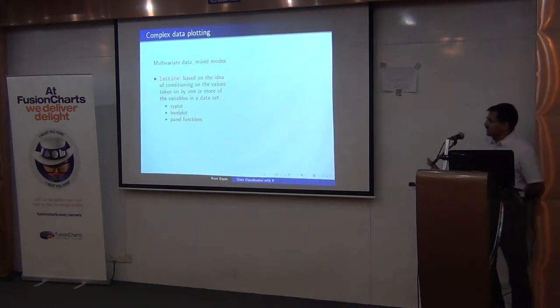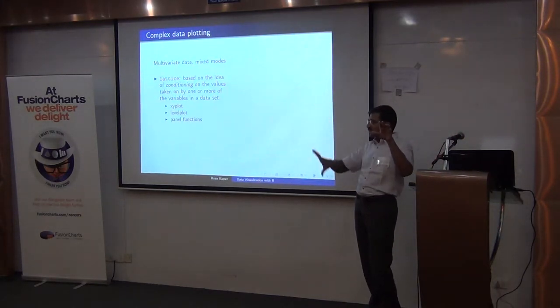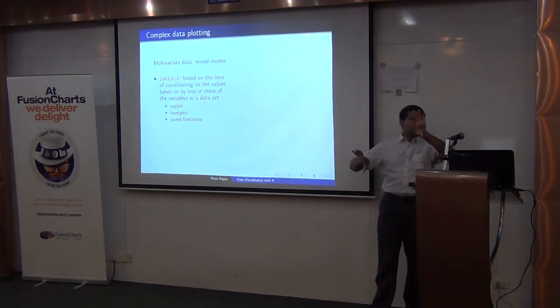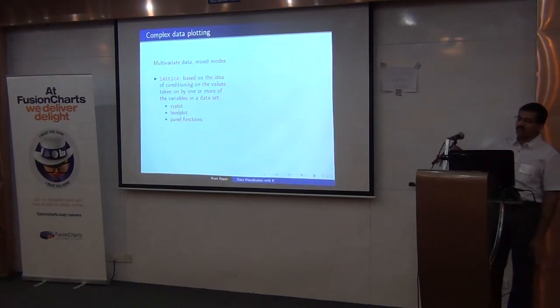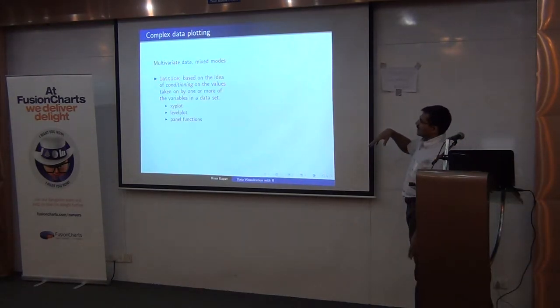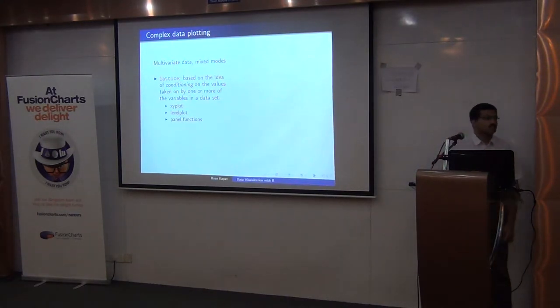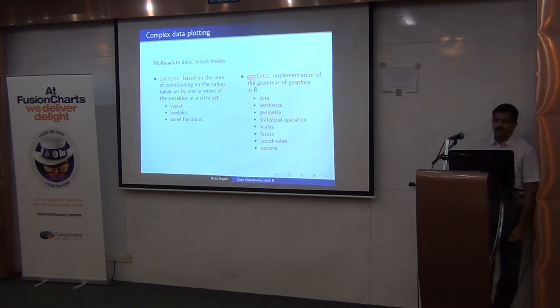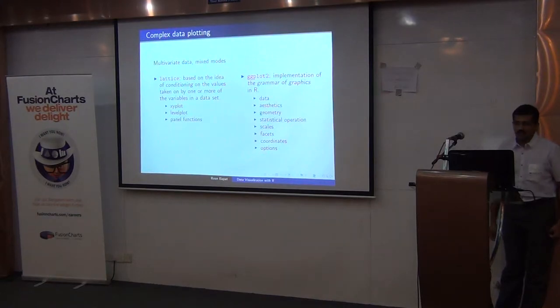which essentially is based on the idea of conditioning. So you have a data series. Given a particular variable, what would the rest of the variables look like? It's conditioning on the values taken by one or more of the variables in the dataset. The commonly used methods in lattice are xyplot, levelplot, and various panel functions. We'll look at those. And the other one is ggplot2. People would typically refer to it as just ggplot, which is an implementation of the grammar of graphics in R.